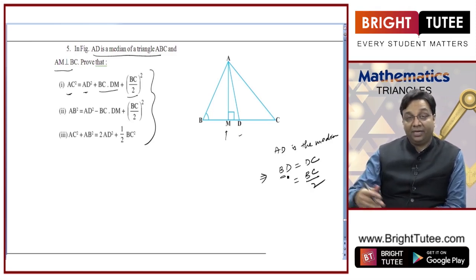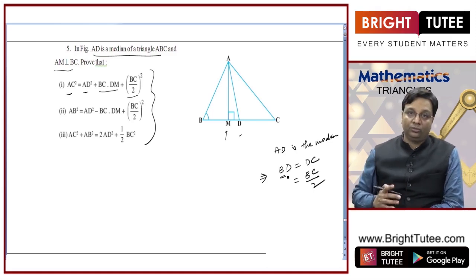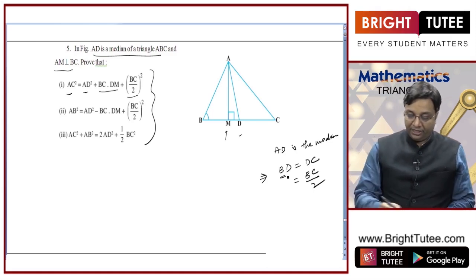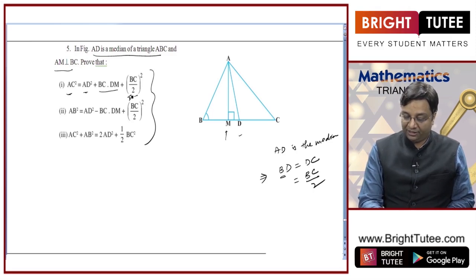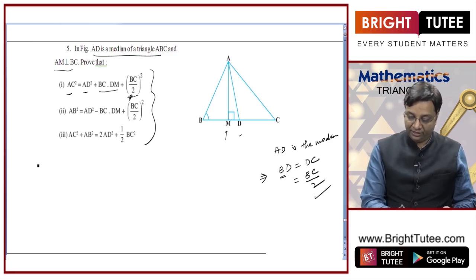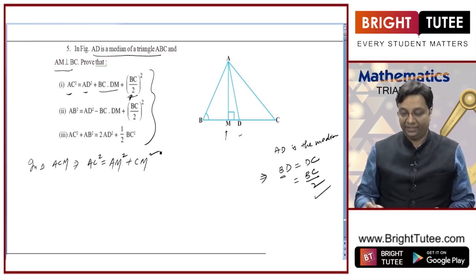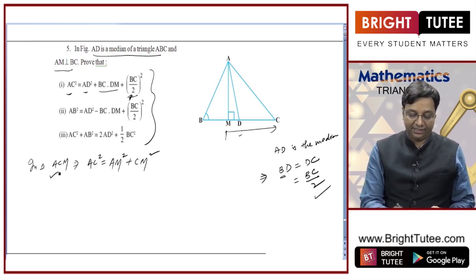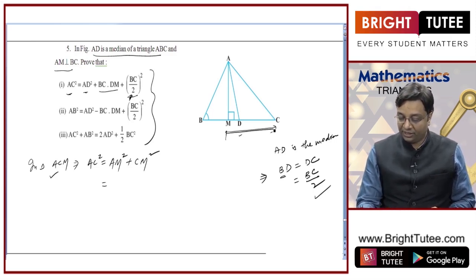So if I want to replace BD by BC, I'll replace it by BC by 2. So you can see a similar thing here, BC by 2, BC by 2. Now look at this triangle ACM. In triangle ACM, can I write AC square is equal to AM square plus CM square? Yes, because I have just applied Pythagoras theorem in this right angle triangle ACM, right? So now what can I say about CM square?